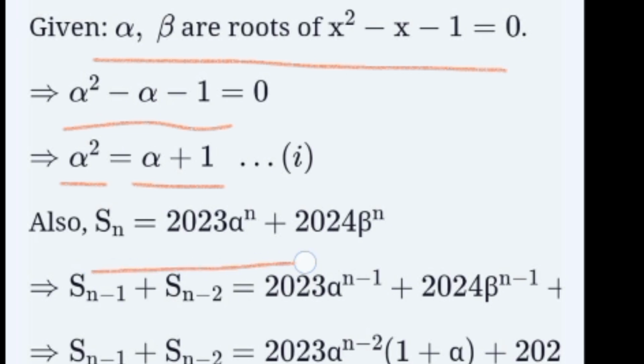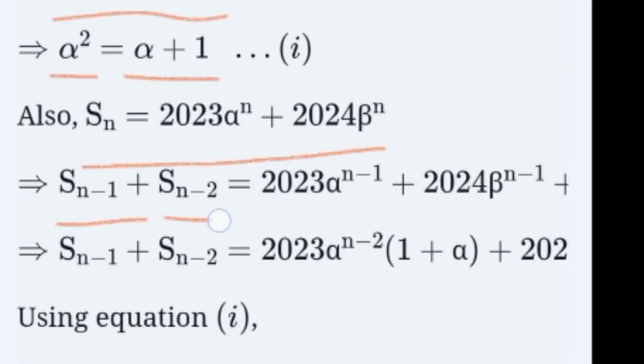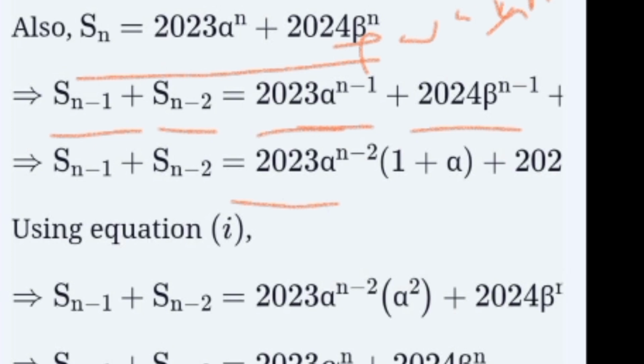Now Sn is equal to 2023 alpha power n plus 2024 beta power n. Here Sn minus 1 plus Sn minus 2 means 2023 alpha power n minus 1 plus 2024 beta power n minus 1 plus 2023 alpha power n minus 2 plus 2024 beta power n minus 2. Now 2023 alpha power n minus 2 is common, 1 plus alpha. 2024 beta power n minus 2 is common, 1 plus beta.